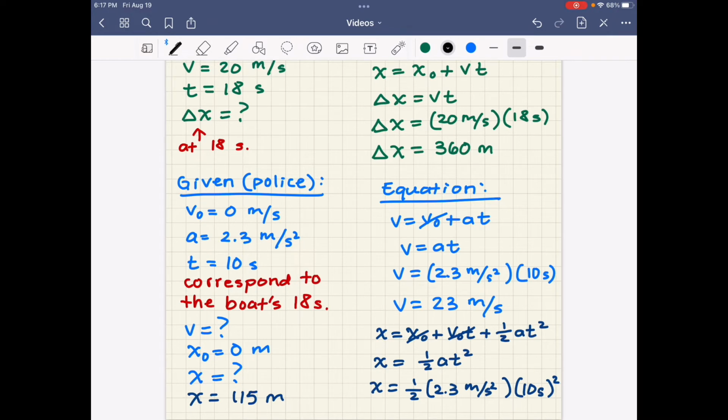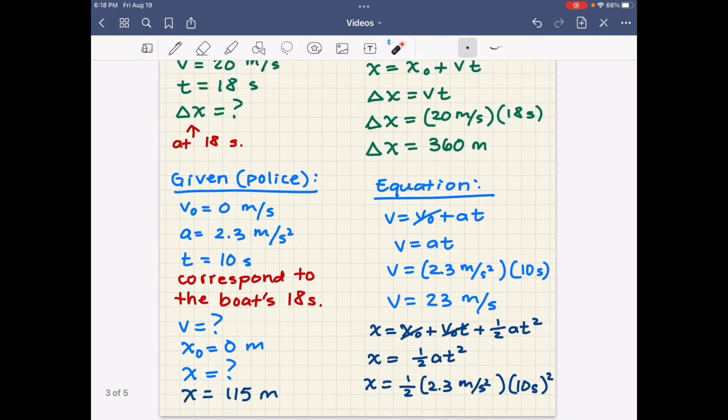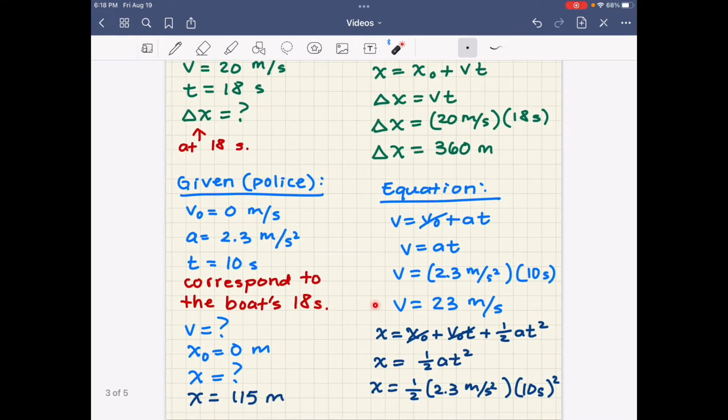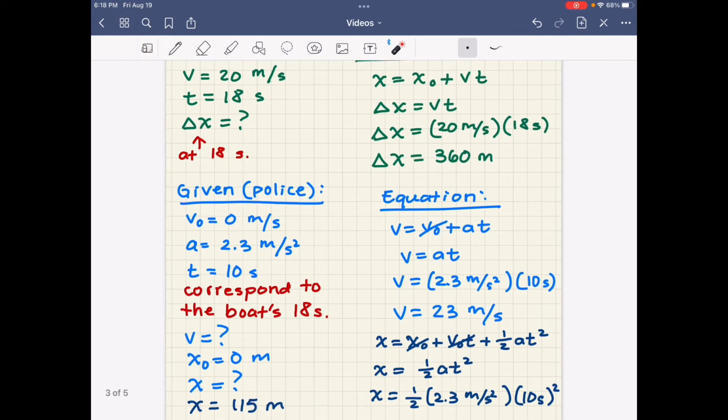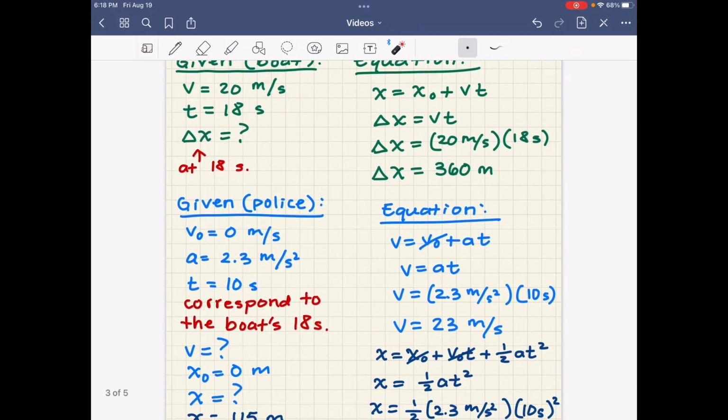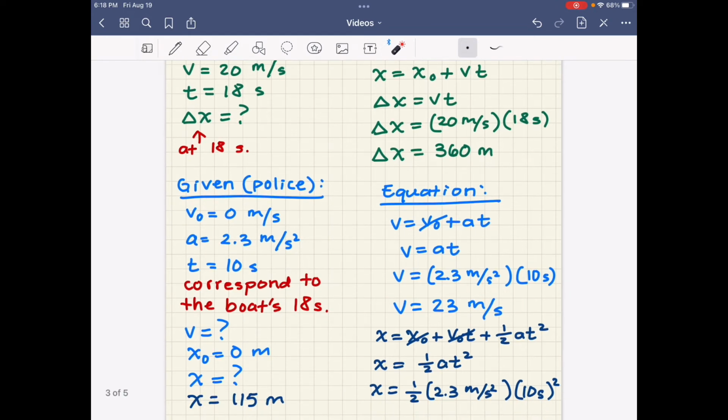Now we can no longer call it 0 because we know that's 18 seconds in, right? At 18 seconds, the boat is at 360 meters and the cop is at 115 meters. The boat is going at 20 meters per second and the police is going at 23. So that's going to be our initial position and time and velocities.